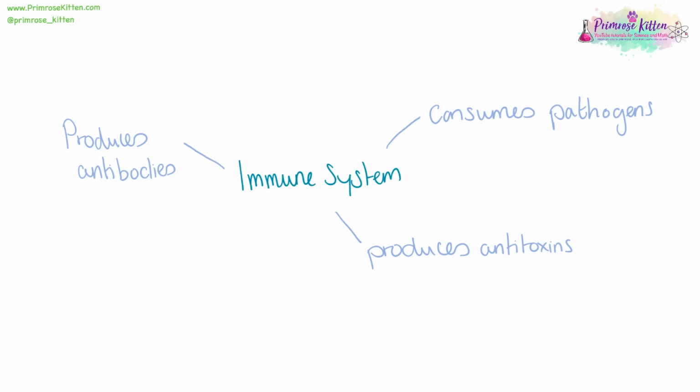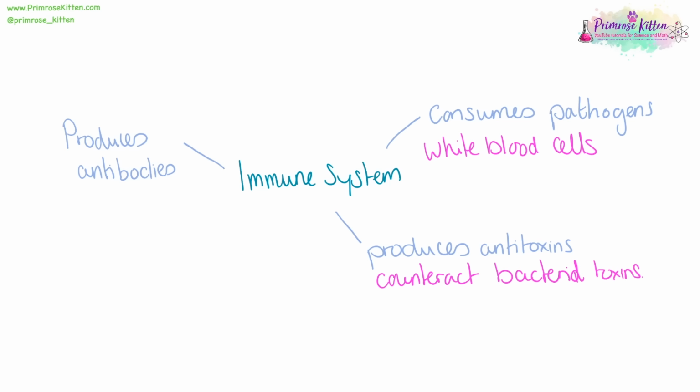Your immune system is brilliantly clever at protecting you. It consumes pathogens, so your white blood cells will engulf, they will eat anything that they see as unfamiliar and dangerous, and then it will destroy it. They produce antitoxins to counteract the toxins that the bacteria produce. And they produce antibodies so that they can recognise pathogens faster.